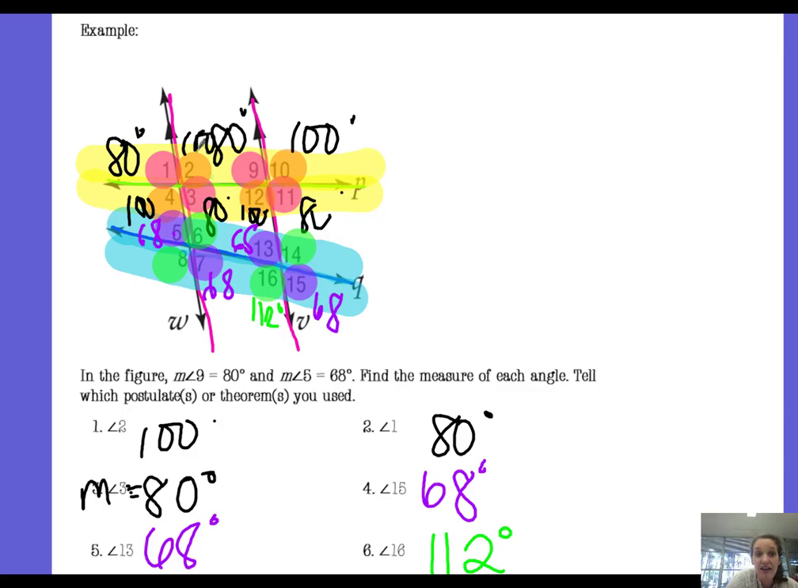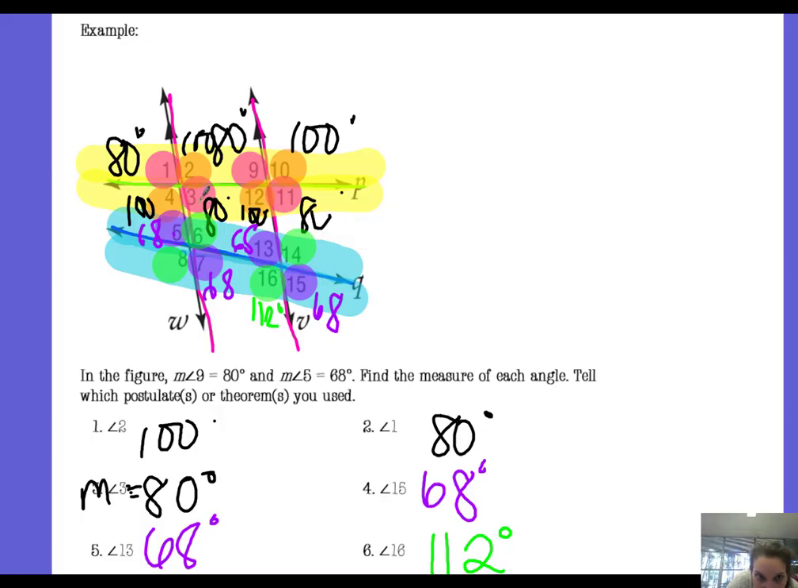So the big idea is look for which lines are parallel, find the transversal that's cutting through the parallel lines, and then you can apply your special relationships to those angles. But if you're going in the opposite direction where the lines are not parallel, your special relationships do not apply.